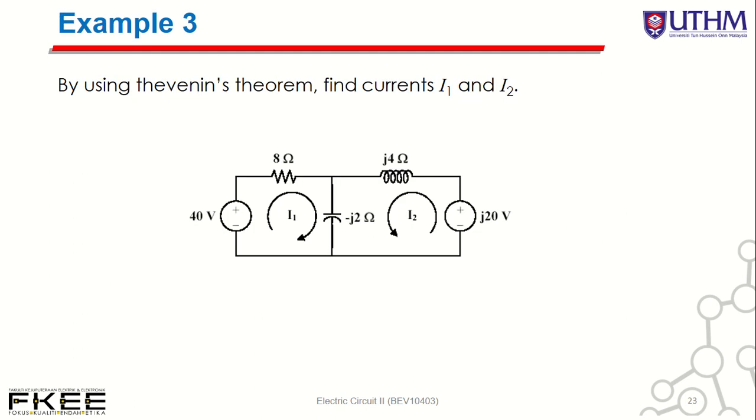Look at our last example. By using Thevenin's theorem, find current I1 and I2. This is I1, and this is I2. Basically, you can solve this circuit by using mesh analysis or nodal analysis, or in other methods, you can solve using Thevenin theorem. So how to solve this circuit by using Thevenin theorem to find I1 and I2?